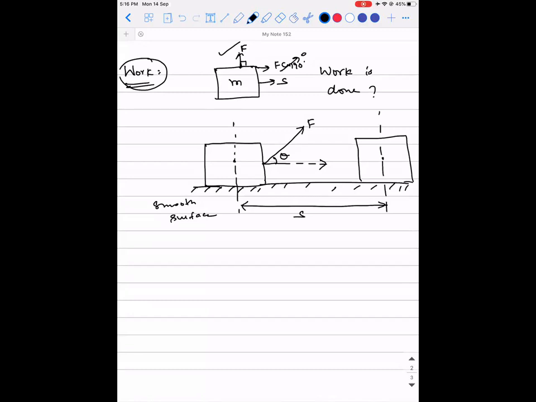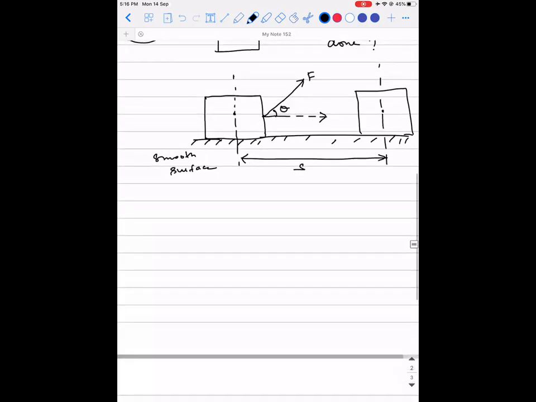Right? Let's say there is a displacement of S that has been caused. Now, we can give a mathematical expression for work done. I'm writing it. Listen. Mathematically, work done by force capital F is equal to, observe, this F can be resolved into two components. One is F cos theta and the second is F sin theta.